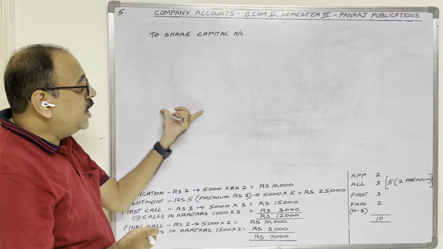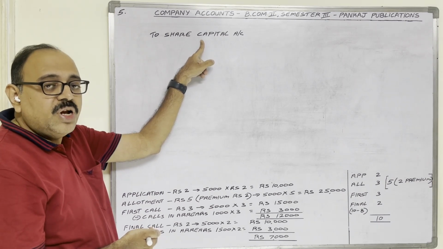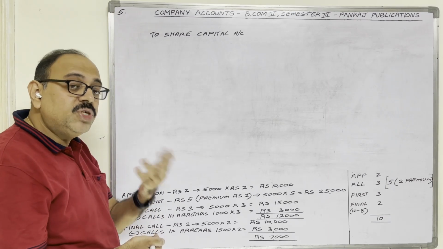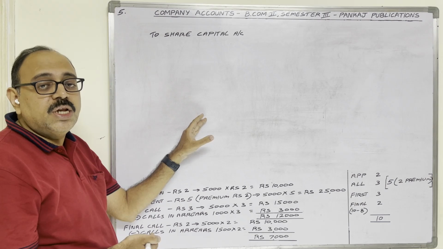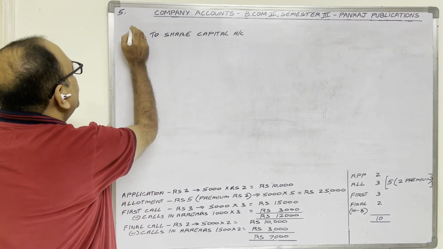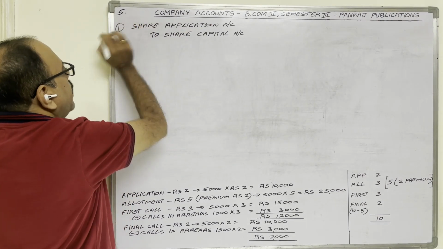Now that creditors account we are transferring to share capital. After that, applicants are not creditors, meaning the creditor account we should cancel. By crediting, we have created the share application account. If you want to cancel, you have to debit that. We should debit the share application account. This is the first entry.